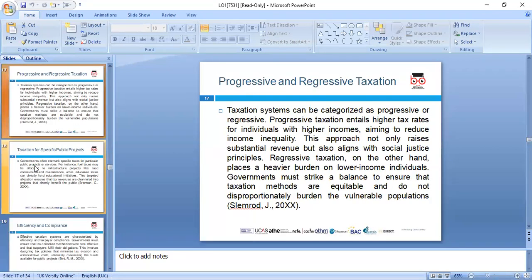Yes, progressive tax. In the UK, we have a progressive tax: if you earn more, you pay more. So we can look at the taxation system categorized as progressive and regressive. Progressive taxation entails a higher tax rate for individuals with a higher income, and the regressive, which we can look at.